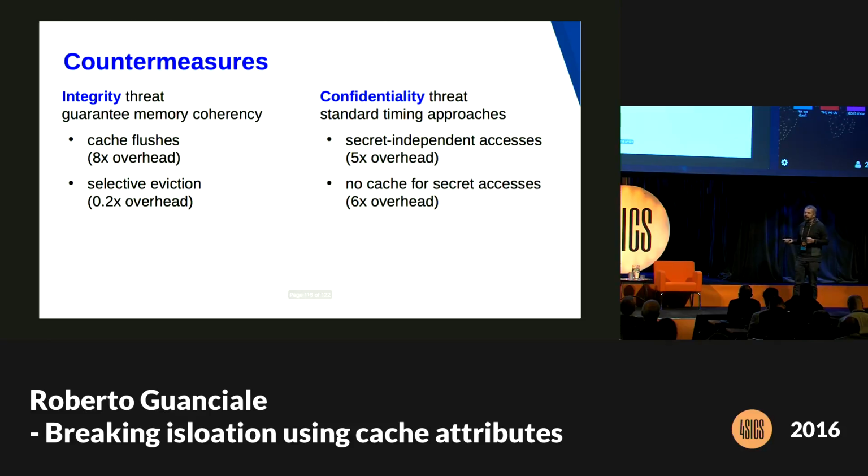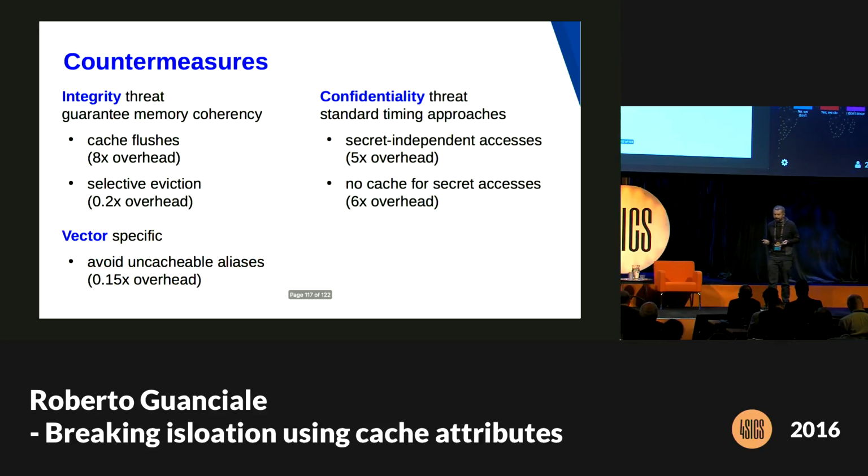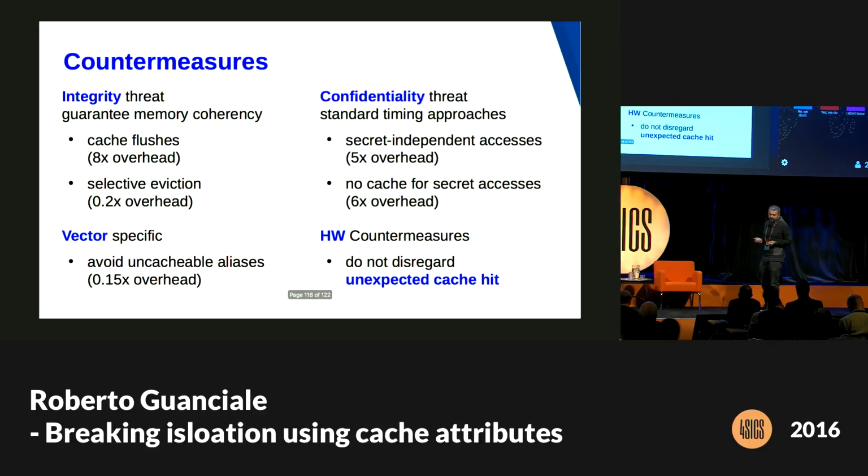For the confidentiality threat, you can use standard timing approaches, right? Either you use secret-independent memory access, so you guarantee that your software always accesses the same cache line, or you just disable the cache. If you have an encryption algorithm that uses an S-box, just don't put the S-box in cacheable memory. There are also some vector-specific countermeasures. In particular, this happened because the hardware disregards unexpected cache hits. Just change the hardware. We contacted ARM and asked for this behavior to change, and they said that possibly in the future, they will implement some CPU that does not have this behavior.